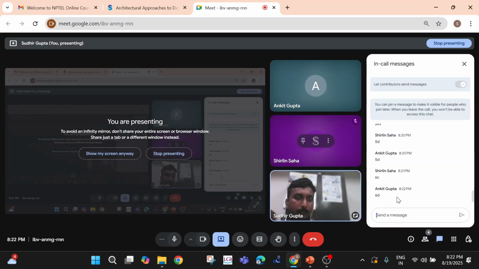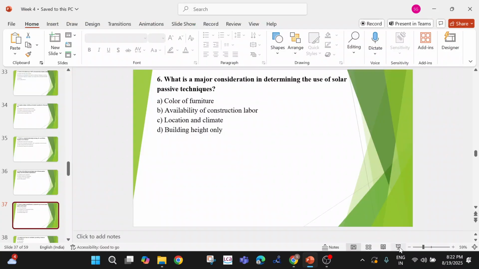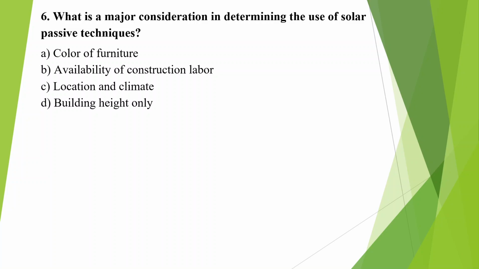Yeah, as I can see, I'm getting different answers from different persons for this question number 6. But there is a single answer which is correct. So let me discuss it then. Whoever has opted option C, they are absolutely correct. That is location and climate. So based on the climate condition, whether it is hot or cold, based on that you have to decide how much thermal mass is required, or whether you have to orient the building in such a direction that it should gain more or less solar heat.